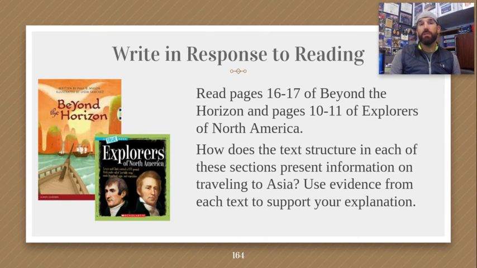So each of these sections will talk about traveling to Asia. Now, one of them is presented in a format that is a fictional story. The other one is presented in a format that is a true or nonfiction account. So you're going to look at each of these structures, and you're going to look at how each of them is presenting that information. One of them is probably using maps. One of them is using some drawings. And we want to be able to compare those. So you should be able to talk about how each of them presents that information using evidence and examples from your text.